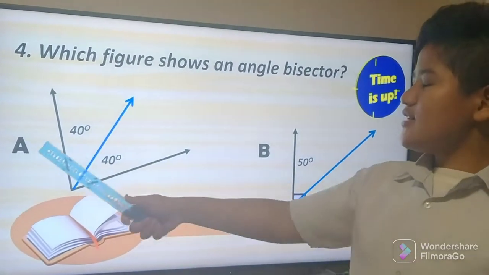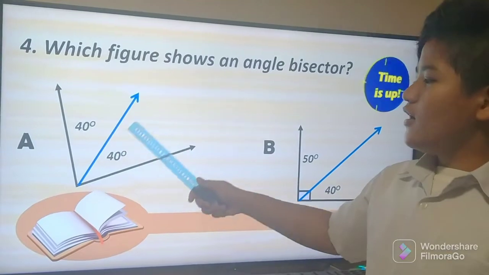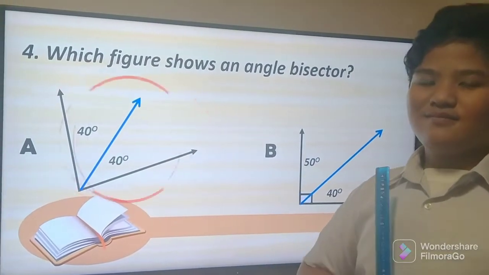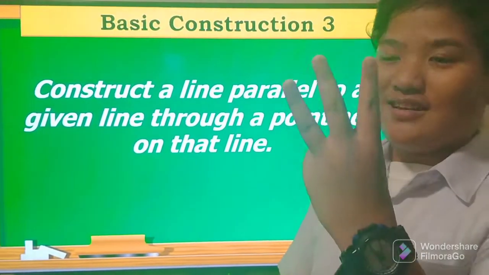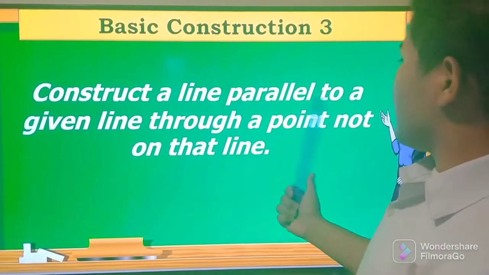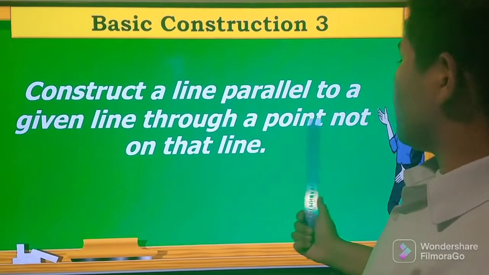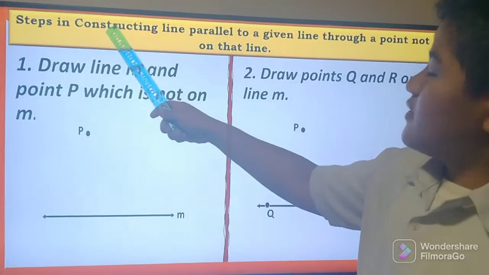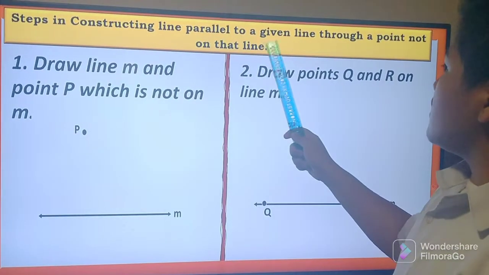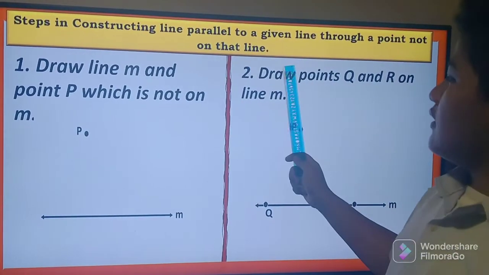Time's up! The answer is letter A because they have 2 equal parts. Basic construction 3. Construct a line parallel to a given line through a point not on that line. Steps in constructing a line parallel to a given line through a point not on that line.